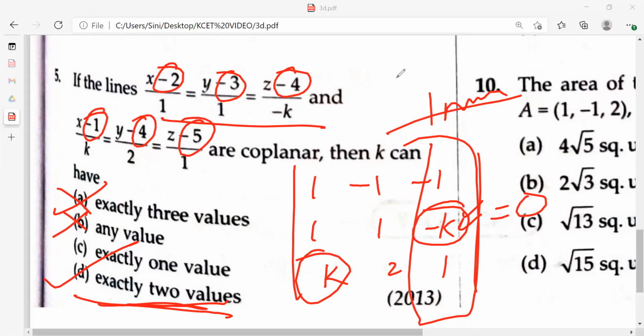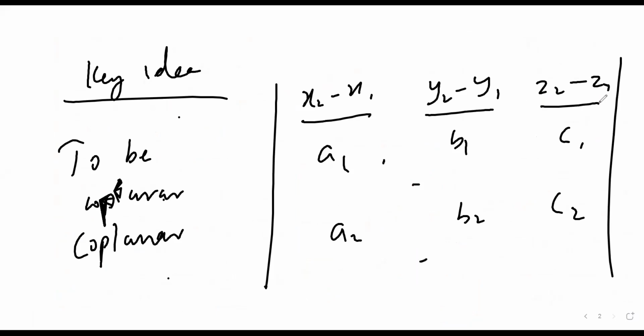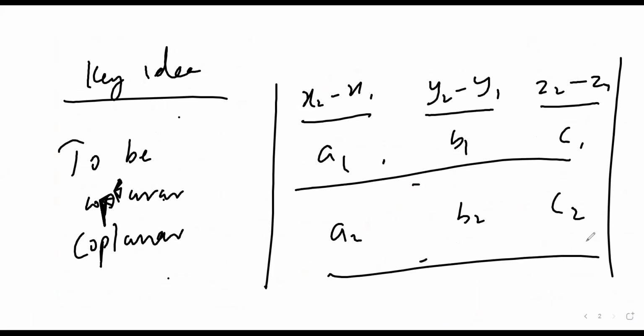Fine. So the most important thing for us to learn is how we are getting this 1, minus 1 and minus 1. That is nothing but by using our formula: x2 minus x1, y2 minus y1, z2 minus z1, a1, b1, c1, a2, b2, and c2. This is my key idea in this.